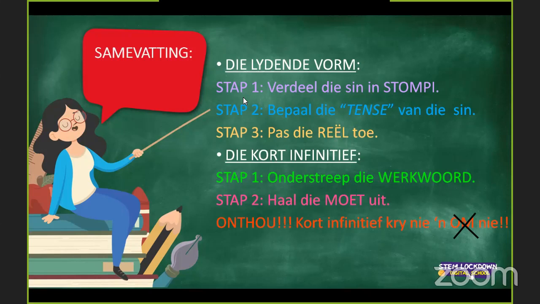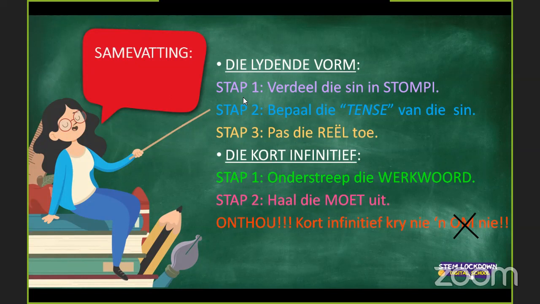Right, the next thing that we looked at was the short infinitive, and I said stap een, onderstreep die werkwoord. Once again, we underline the verb. Stap twee, het ek gesê, haal die hulpwerkwoord uit. You have to take out your auxiliary verb because the auxiliary verb is replaced by the te. But dan moet ons onthou om die te te skuif voor die werkwoord. We have to remember the te.